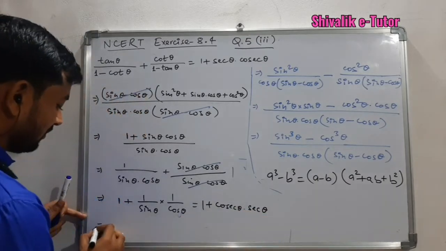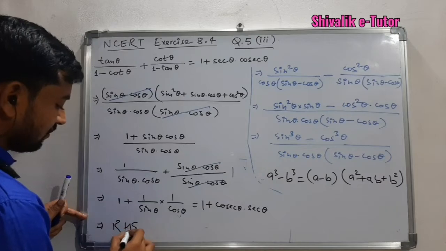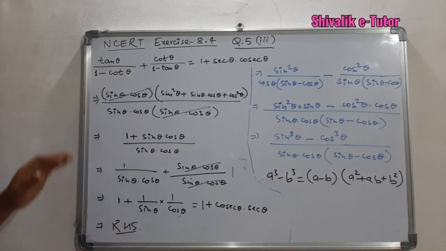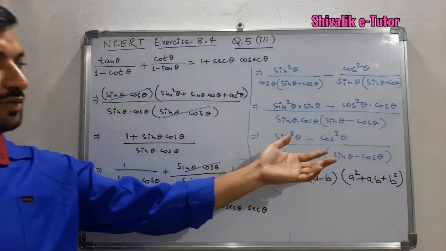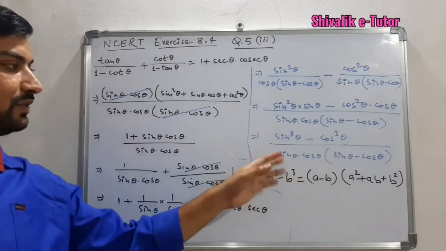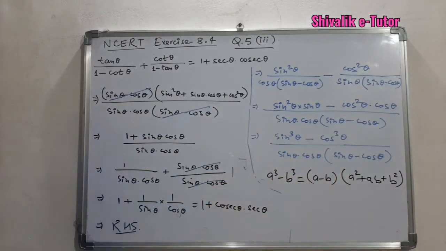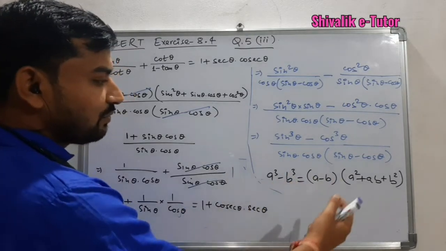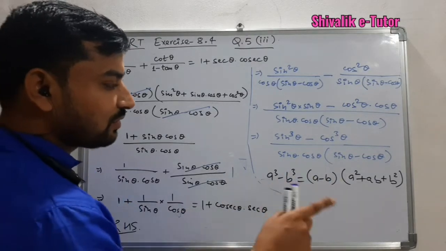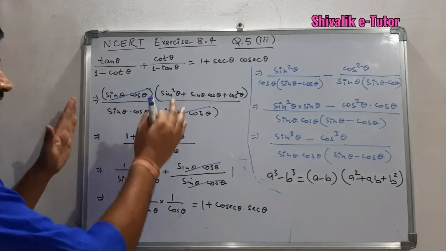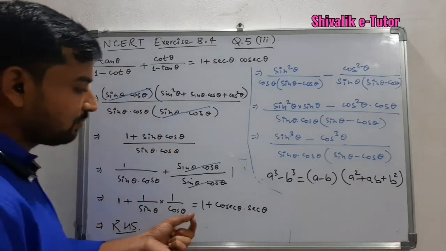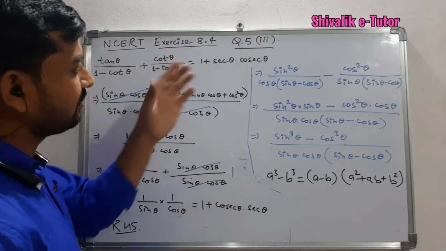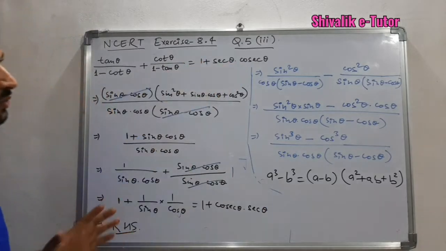So this is nothing but your RHS. So it's a very interesting question where the question is converted into a cubic identity, for which we used the algebraic identity for cubes, that is a cube minus b cube equals a minus b into a square plus ab plus b square, and in turn we arrive at the result, that is 1 plus cosec theta into sec theta, that is our RHS. So this is how we solve.